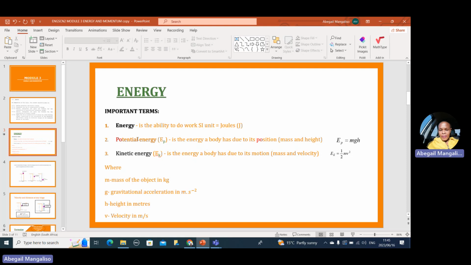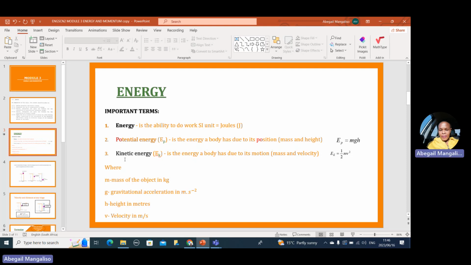Two forms of energy, namely potential energy, and the symbol used to calculate potential energy is EP. It is defined as the energy a body has by virtue of its position. So this is the energy of mass and height. The formula used to calculate potential energy is EP equals mgh.